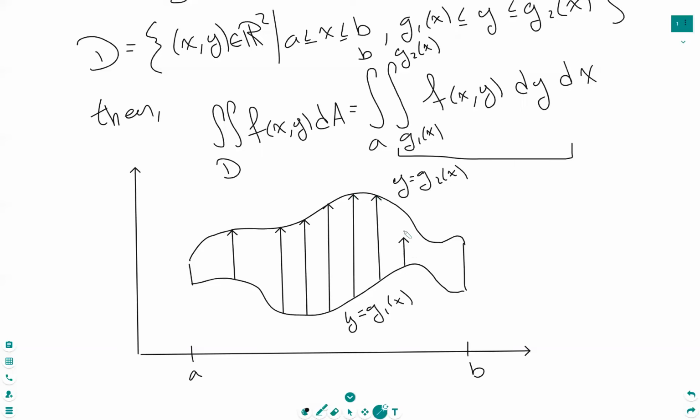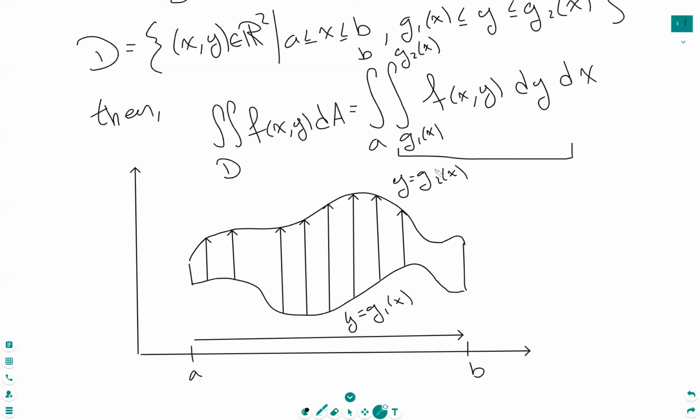Then when I do the x integral, the outermost one, I'm adding up all of those areas. So I add up all of those traces and I create this volume.